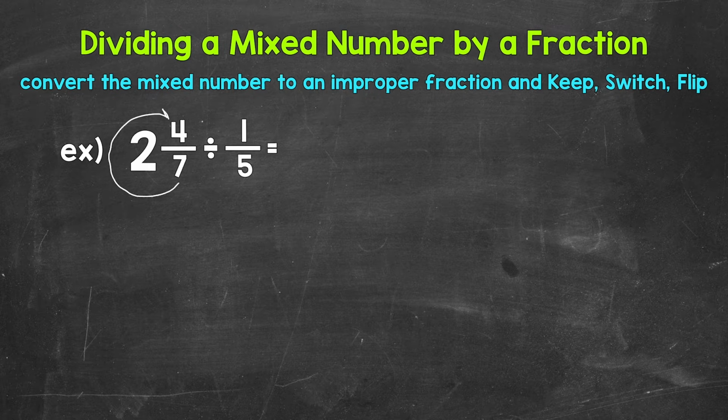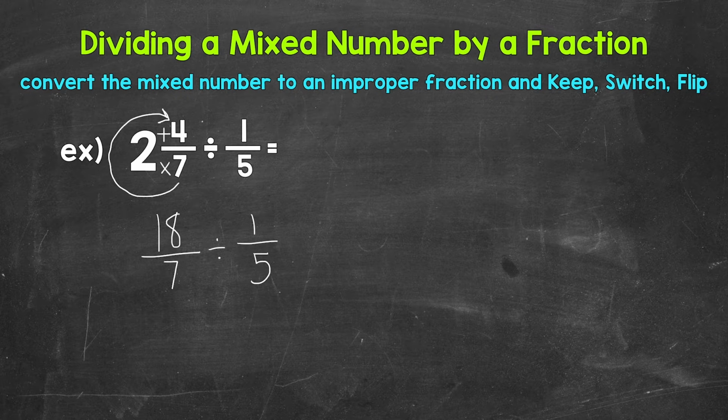So we start at the bottom, we multiply, and then add. So the denominator times the whole number, 7 times 2 is 14, and then add the numerator. 14 plus 4 is 18. That is our numerator of the improper fraction. And then we keep the denominator of 7 the same. Divided by 1/5. So I rewrote the problem with the mixed number as an improper fraction.